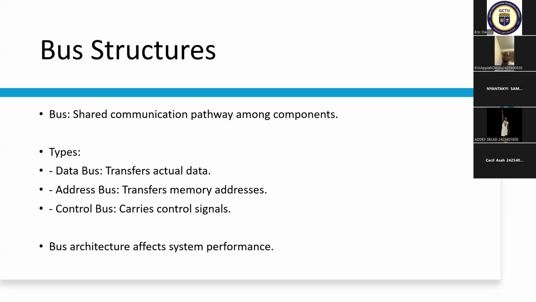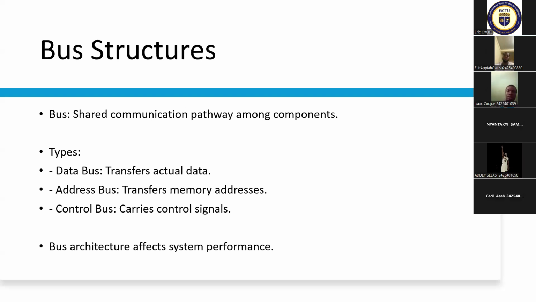So next we have the bus structures. In computer architecture and organization, bus structures are fundamental to the way different components of a computer system communicate and work together. A bus is essentially a shared communication pathway that transmits data, addresses, and control signals among the components. We have different types of bus structure.